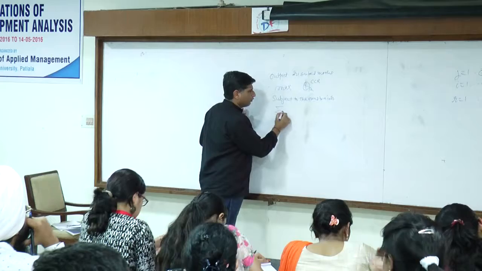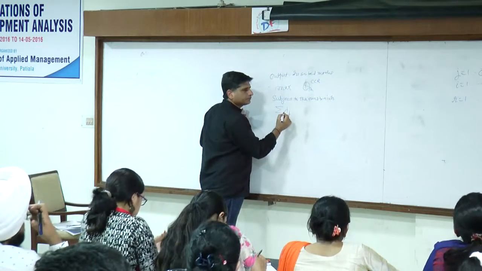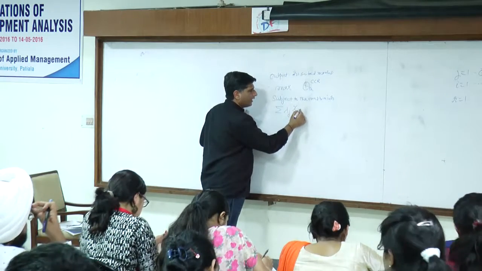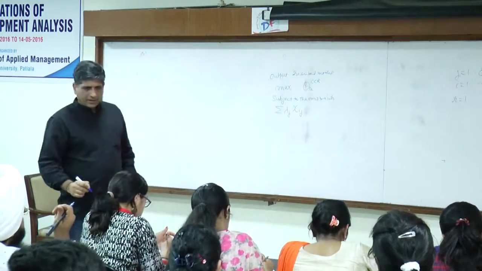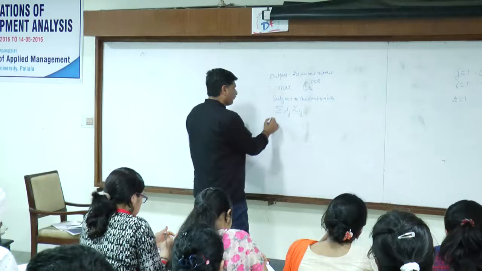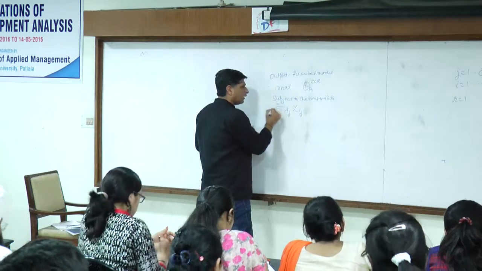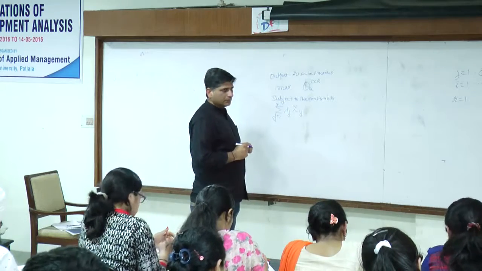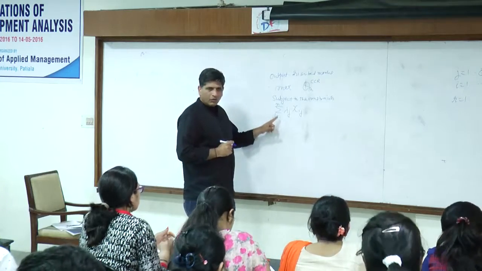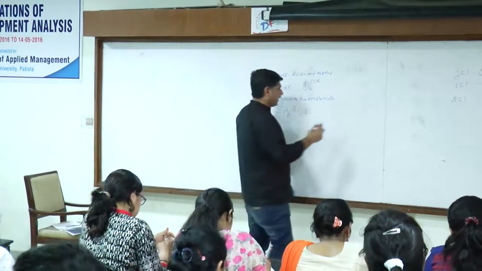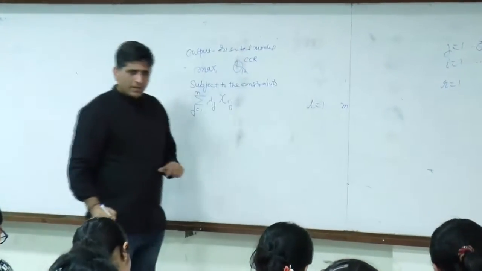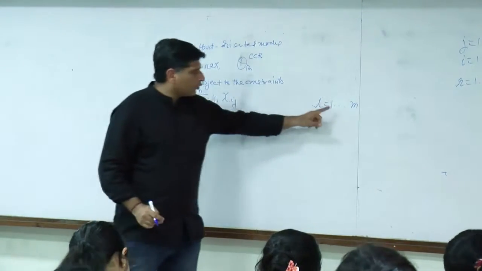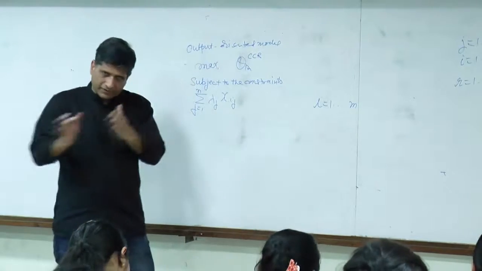The input constraint will be the summation of lambda j xij, j varying from 1 to n. J varies from 1 to n, and i varies from 1 to m. Since i varies from 1 to m, it means there are m constraints.